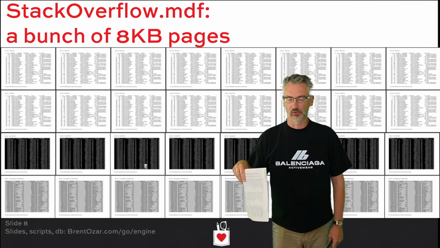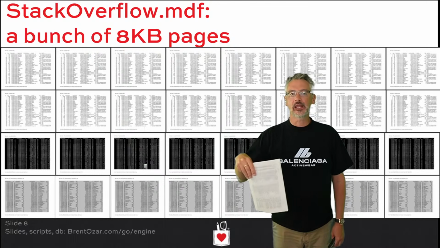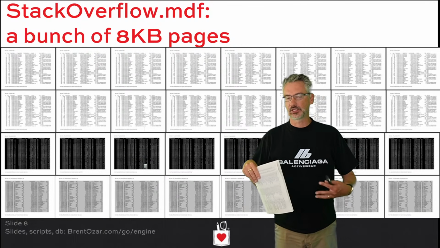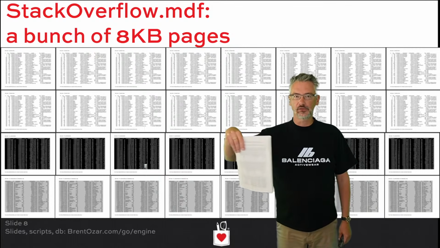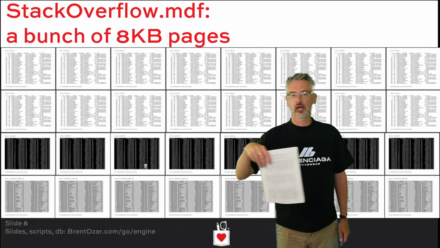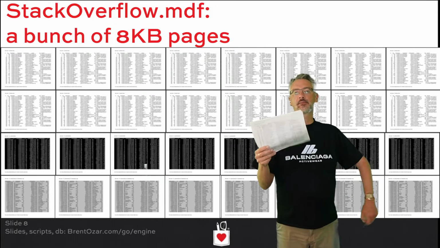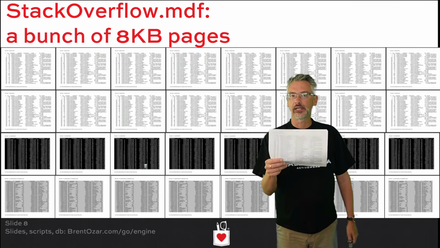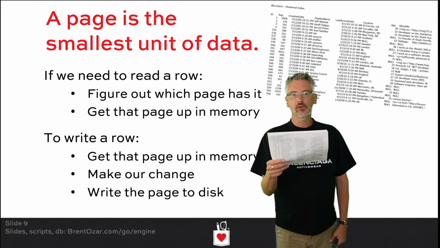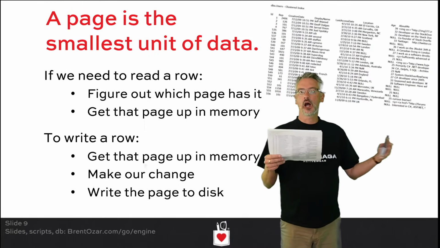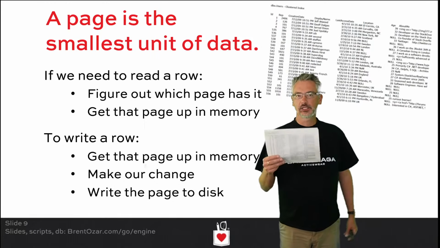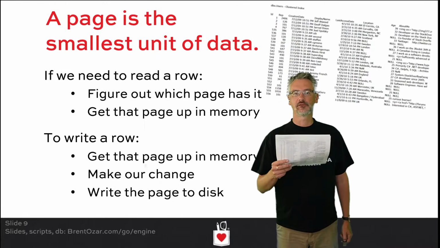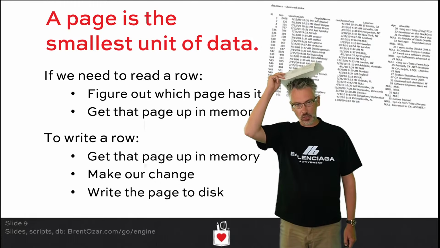Everything in SQL Server, well, almost everything, is arranged in just a bunch of 8K pages. If you think about your database's data file, it's just a bunch of 8K pages that are all lined up in a row. Each 8K page has stuff for just one table or just one index. SQL Server doesn't work in rows or columns or tuples. SQL Server works in 8K pages. This is the smallest unit of data that we're going to either read or write.